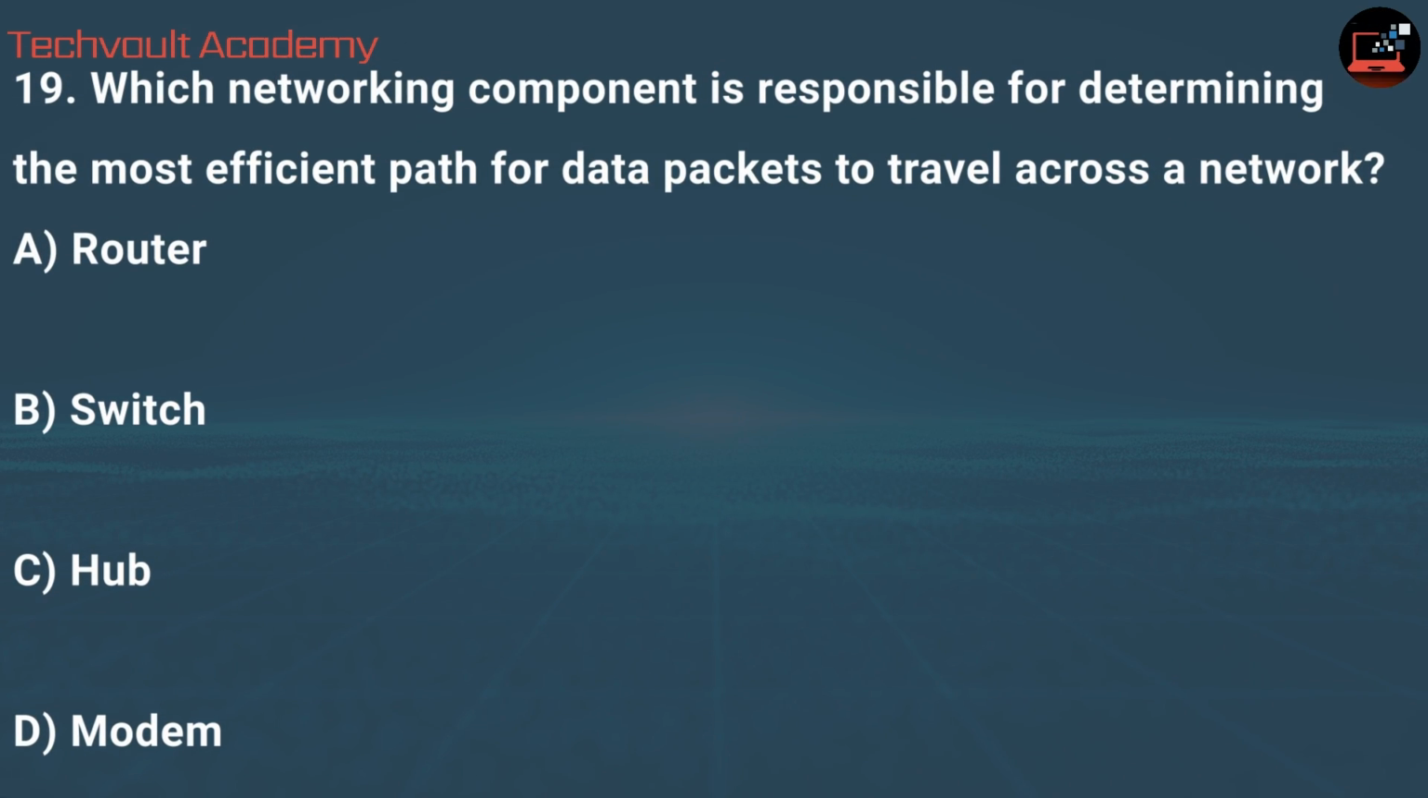19. Which networking component is responsible for determining the most efficient path for data packets to travel across a network? A. Router. B. Switch. C. Hub. D. Modem.